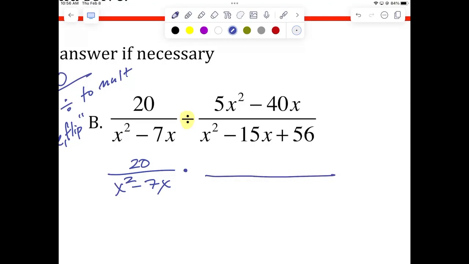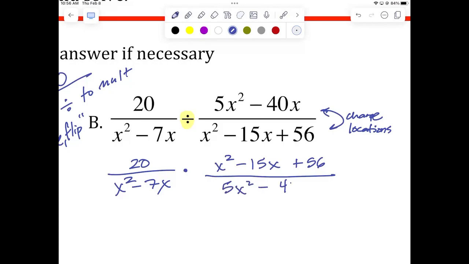You don't flip all the signs. The numerator and denominator flip. You don't change all the signs. They just change locations, not signs. That's important. They stay the same. They just change locations. So stay, change, flip. Keep, change, flip. All right.